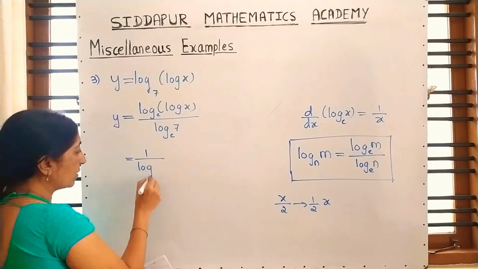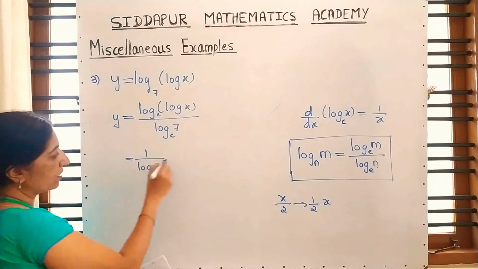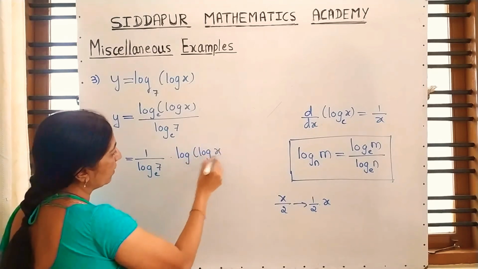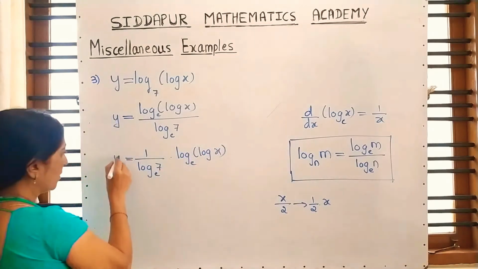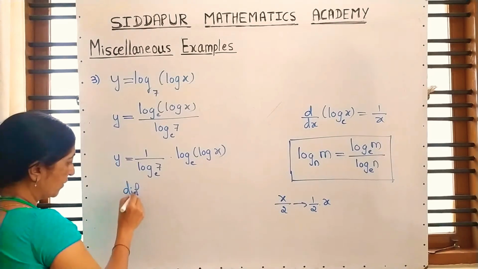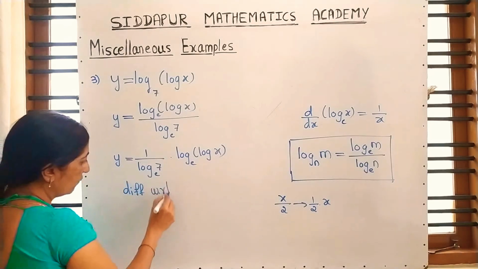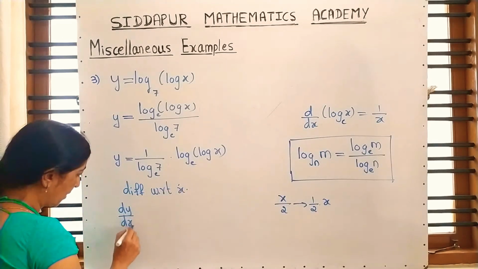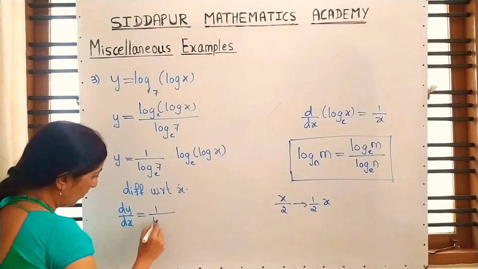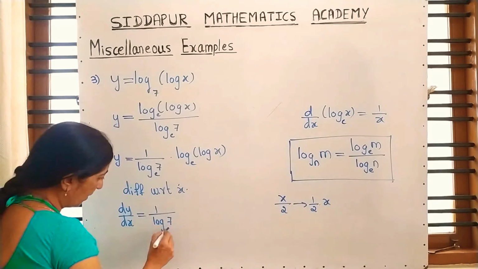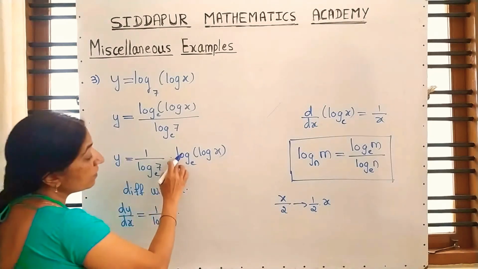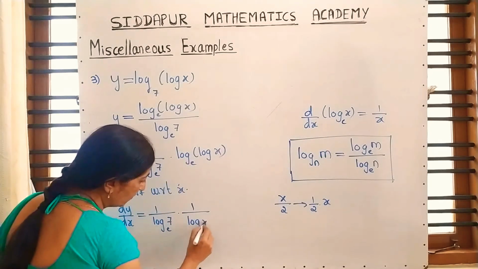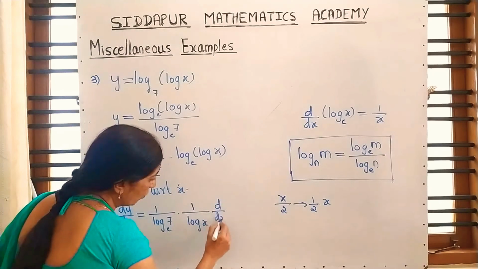1 by log 7 to the base e is a constant, into differentiation of log x to the base e. Now differentiate. Differentiating with respect to x, dy upon dx is equal to 1 upon log 7 to the base e as this. Differentiation of log x is 1 by log x into differentiation of log x.